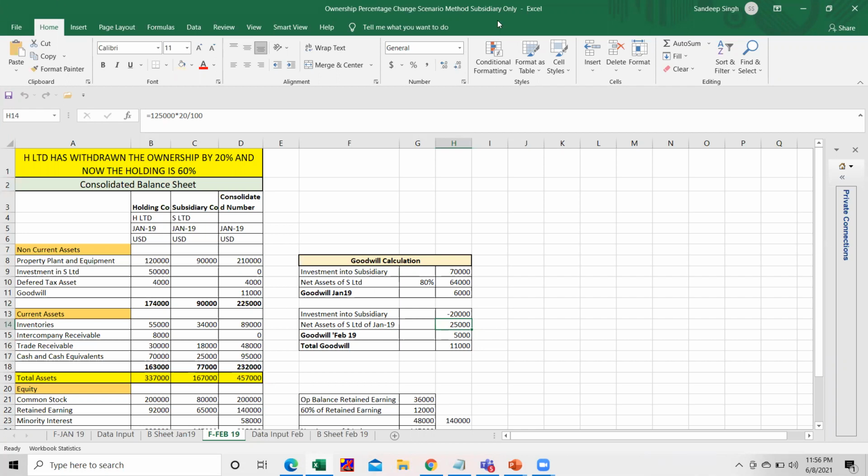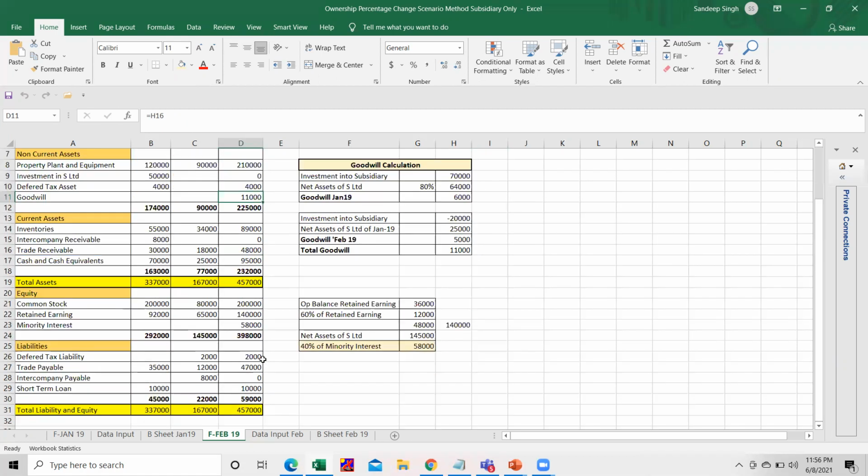If I calculate 20% of 1,25,000, this amount comes to 25,000. So the goodwill number is calculating to 5,000. Now if I add the goodwill for both the months, the goodwill number should be 11,000. So the goodwill number is 11,000. Similarly, for the retained earning calculation, the prior retained earning is 36,000.